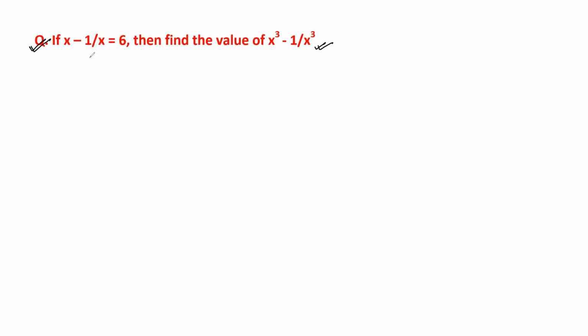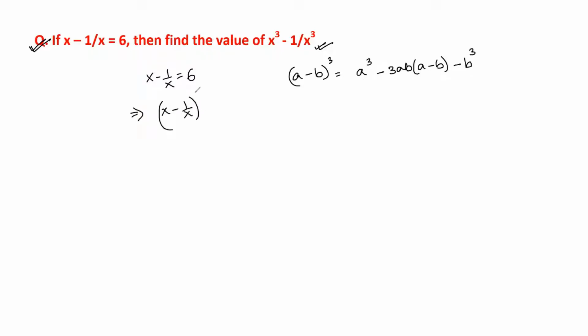So we have been given x minus 1 by x equal to 6 and we need to find the value of x cube minus 1 by x cube. Well, we know that a minus b whole cube can be written as a cube minus 3ab times (a minus b) minus b cube. So if we simply do cube on both sides, in that case, this would be x minus 1 by x whole cube and this would be 6 cube.